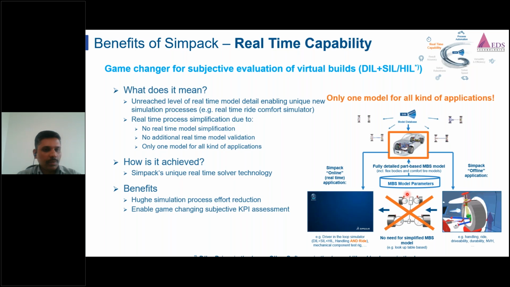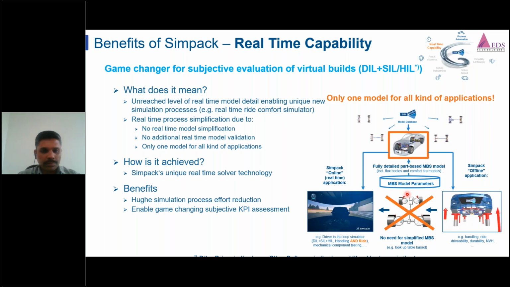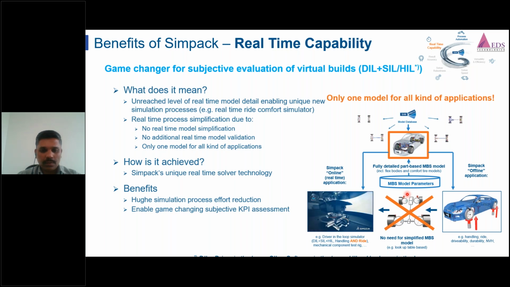So what does it mean in terms of process simplification? Being able to use the same model for offline and real-time application means there is no need for real-time model simplification. Therefore, there is also no need for additional real-time model validation. And relying on only one model for all kinds of application definitely means huge process simplification. And how is this achieved? It's again related to Simpack solver technology, and especially its unique real-time solver technology, which is developed in Simpack during the last several years together.